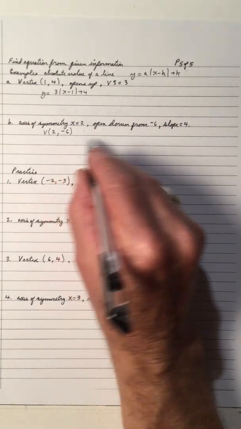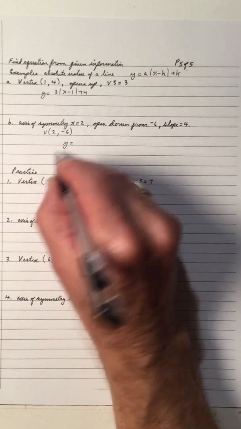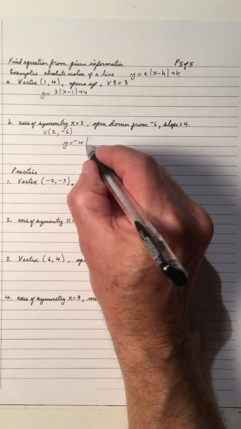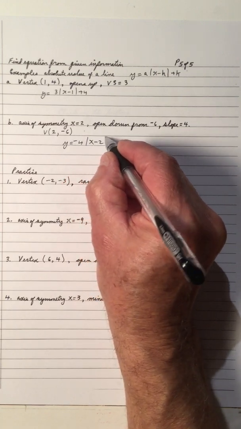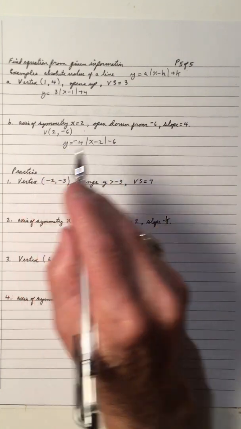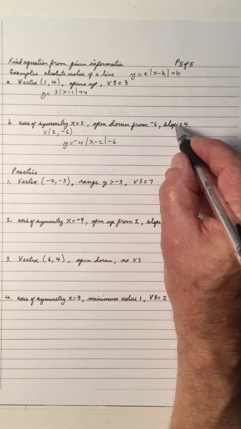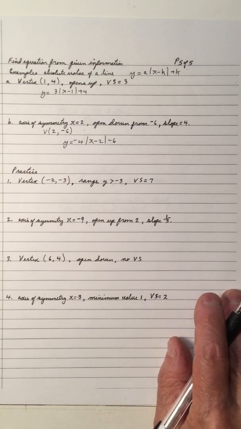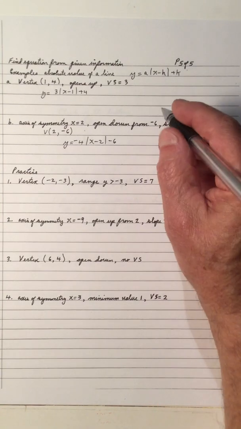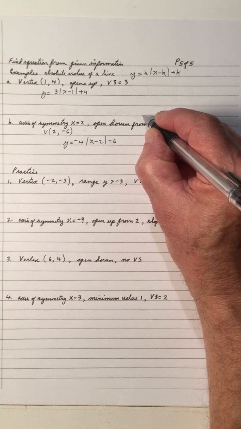And the slope is 4. So we got y equals 4, and it opens down, so it's negative. X minus 2 minus 6. Opposite of the 2 is -2. It opens down, so it's negative. Slope is 4. Opens down from 6. And again, means that this is the maximum.